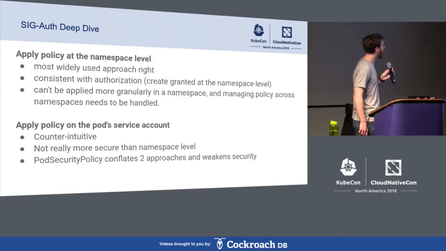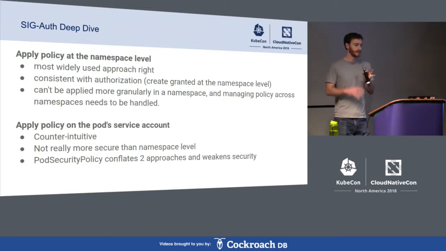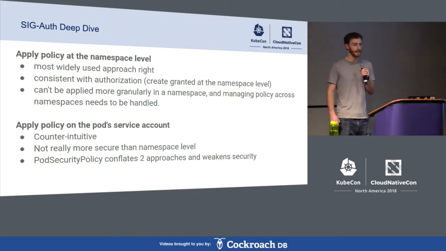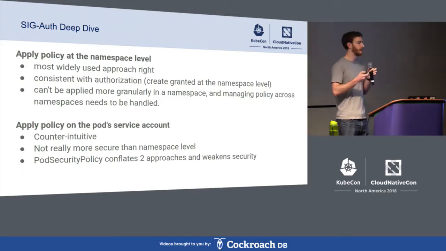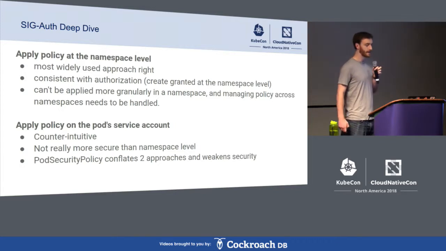So there's kind of a few patterns that fall out of here. The first is just apply policy at the namespace level. This is my favorite. It's consistent with authorization because when you create an object, the permission is checked against the namespace. Like, do you have create permission in the namespace? But it can't really be applied more granularly, although I think we should also include label selectors, personally.